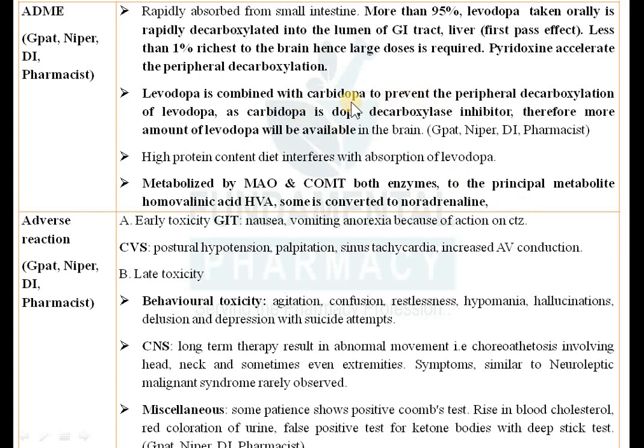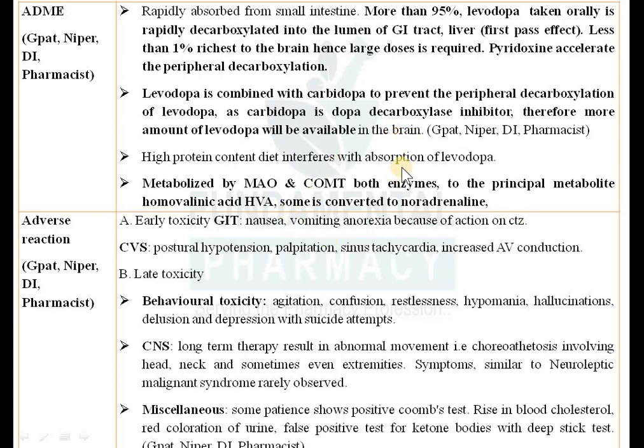If carbidopa inhibits that enzyme, then that enzyme will not be available to metabolize the levodopa. So the levodopa level will not decrease because of carbidopa. Carbidopa is a peripheral dopa decarboxylase inhibitor, and it will prevent the peripheral metabolism of levodopa. That's why levodopa and carbidopa are used in combination. Levodopa is combined with carbidopa to prevent the peripheral decarboxylation of levodopa. Therefore, more levodopa will be available in the brain.